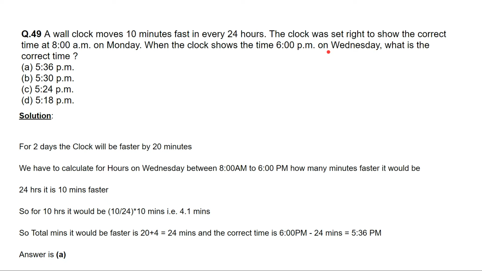Okay, so when the clock comes to 6 p.m. on Wednesday, at that time we have to find what is the correct time. So we very well know 8 a.m. Wednesday it is going to be 20 minutes faster. Now what we have to find is, from 8 a.m. Wednesday to 6 p.m. Wednesday, how much faster the clock will be.